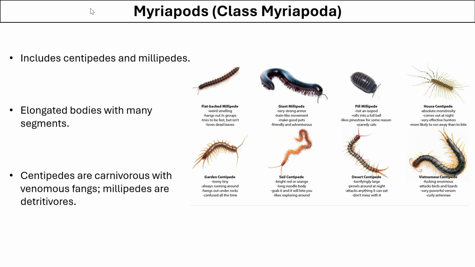Myriapods are the animals with a lot of legs. These include centipedes and millipedes. They have an elongated body with a lot of segments in them, and the centipedes are carnivorous with venomous fangs, so they produce venom, and millipedes are detritivorous. That means they usually feed on waste material.